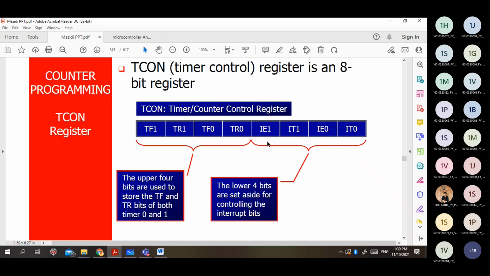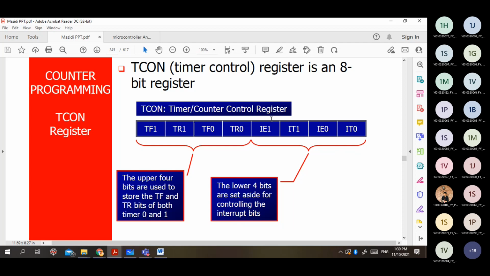Okay. If this particular bit is 0 means what? External interrupt is not present on INT1. This IE1 means what? This is for the INT1. INT1 is a pin at port number 3. Likewise, this IT means what? This is the type of interrupt. If it is a 0, then it is a low level. If it is a 1, then it is a negative edge.